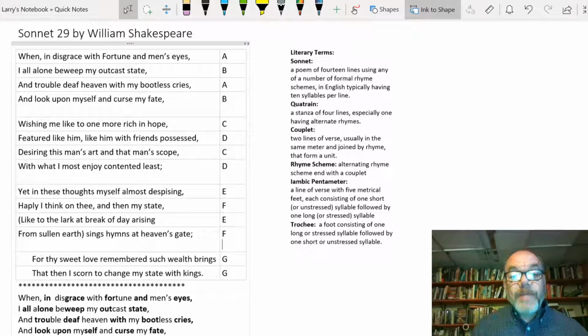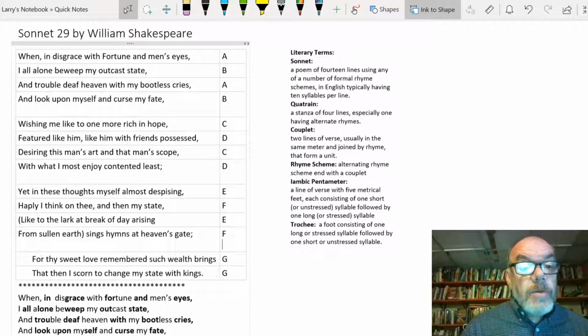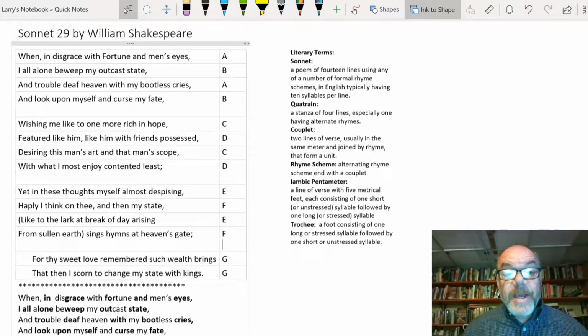Quatrain number 2, now we have the speaker doing a compare and contrast, if you will, with the speaker and others. "Wishing me like one more rich in hope, featured like him, like him with friends possessed, desiring this man's art and that man's scope, with what I most enjoy contented least." Oh my goodness.